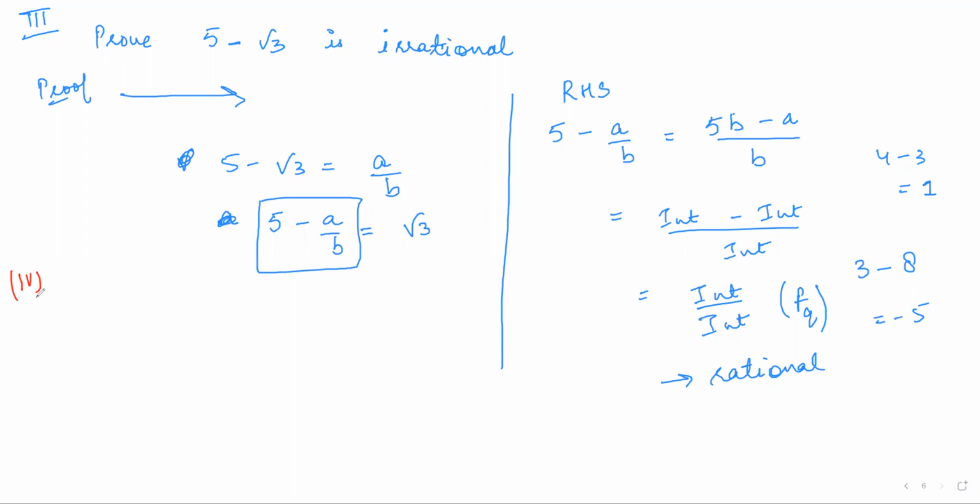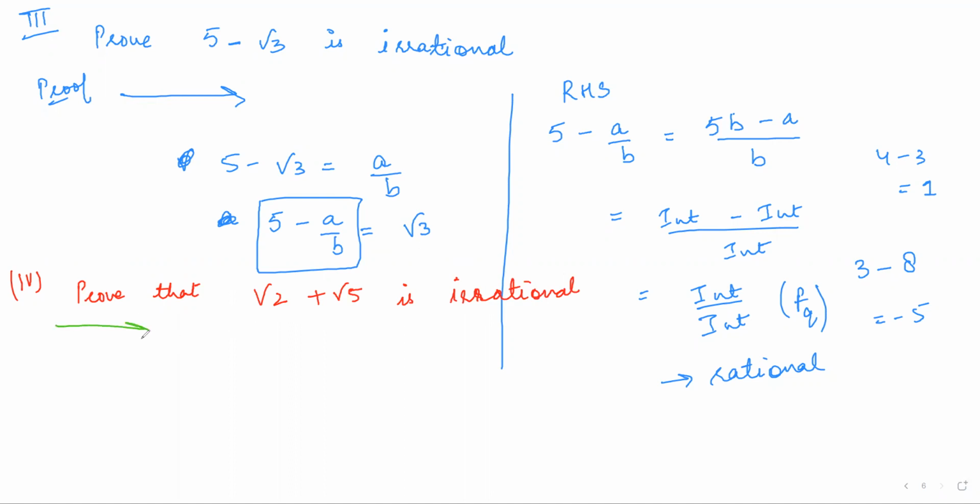Okay. Now the next number can be this: prove that under root 2 plus under root 5, like both are under root kind of question, is irrational. This can be asked, right? So how will you do this kind of question?